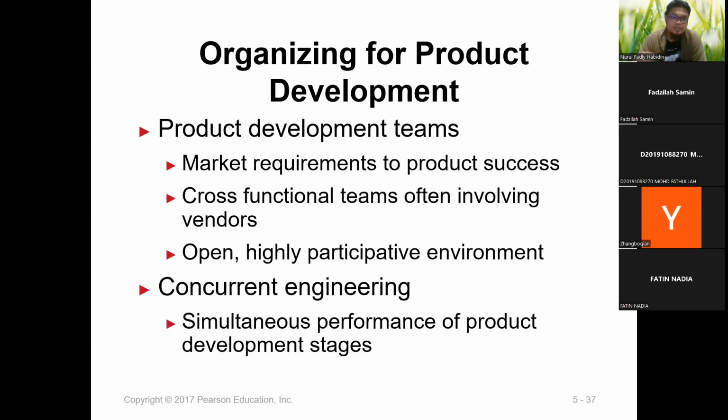Product development teams make the requirements and product success. A cross-functional team often involves a vendor, with an open, highly participative environment, and concurrent engineering. Concurrent, we call that serentak. Concurrent is something like, for example, where you have some technical work or one process, and we need a structured system. So we actually have simultaneous performance of the product development stages. That's why this is really important. That's why we use QFD, House of Quality.